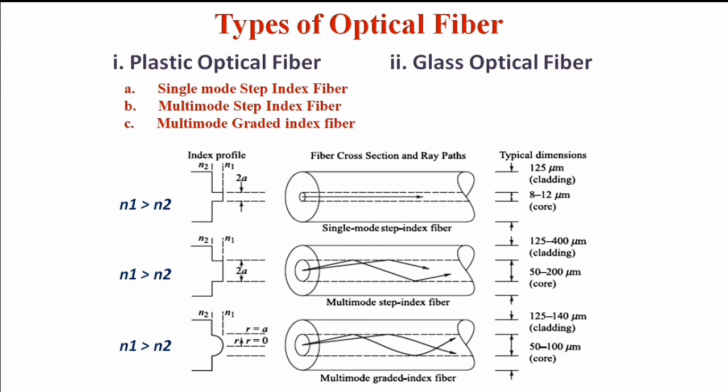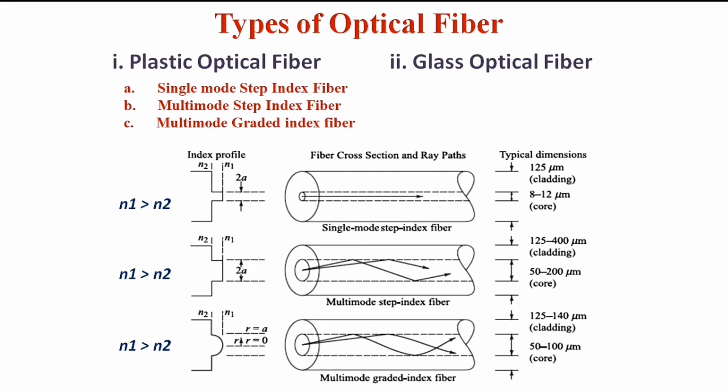Now let us go to the fiber structure diagram. The first diagram shows the single mode step index optical fiber. It consists of two different refractive indices, N1 and N2. N1 is the core refractive index, N2 is the cladding refractive index. The core refractive index N1 is always greater than the cladding refractive index N2, which is shown in the diagram. Since it is a single mode fiber, it supports only one mode, which travels through the center axis of the fiber, which is shown here.